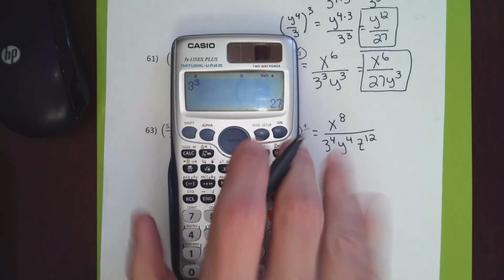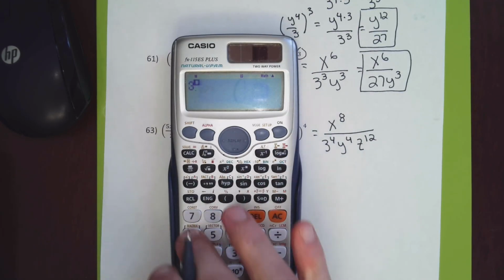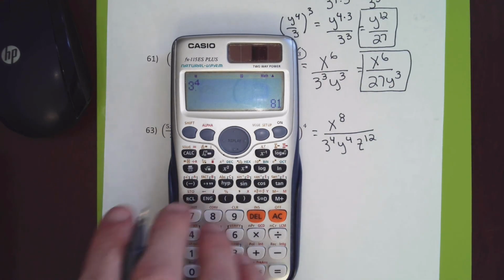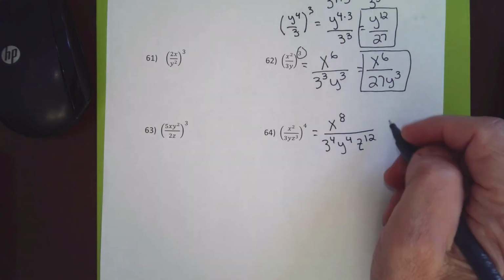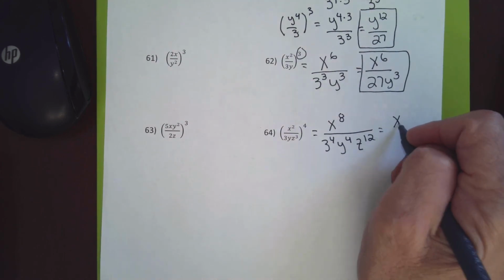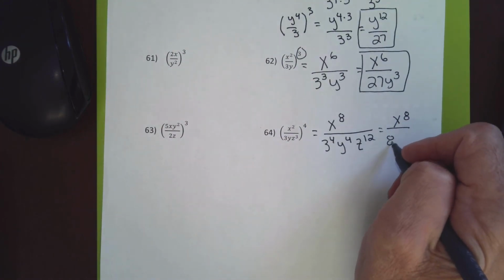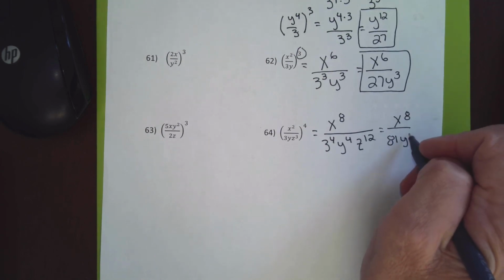And real quickly, since the number wasn't negative, the 3 didn't need to be put in a parentheses. If the 3 was a negative 3, I have to put it in a parentheses on this step. The 3 to the 4th is 81. So for my final answer, I'm going to get x to the 8th over 81, y to the 4th, and z to the 12th.